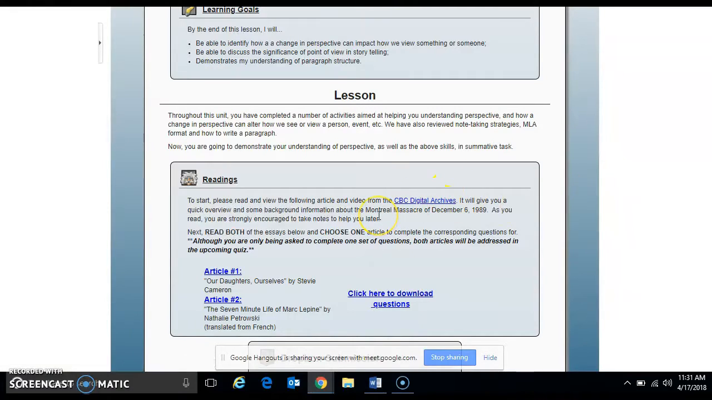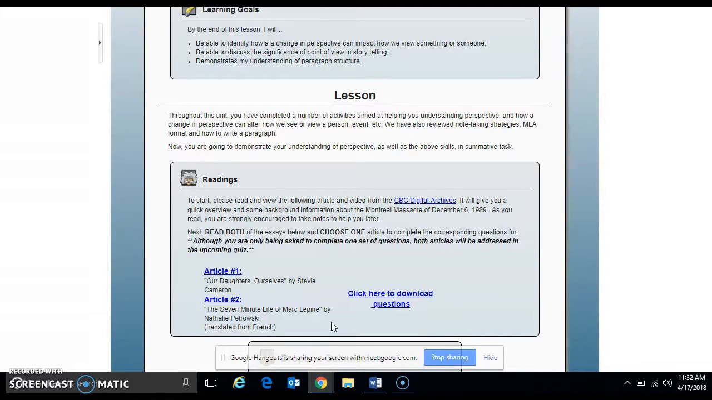So basically, if you're not too sure what the Montreal Massacre is about, please take the time to watch or go through the CBC digital archives and familiarize yourself with that story. Then you're going to read both essays. Article 1, Our Daughters, Ourselves by Stevie Cameron, and the 7-minute life of Mark Le Pen. That is translated from French, and I know that reading can be a little difficult at certain points, but I think it's the best version.